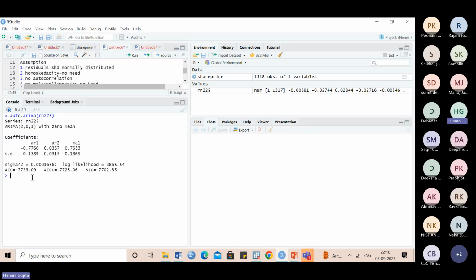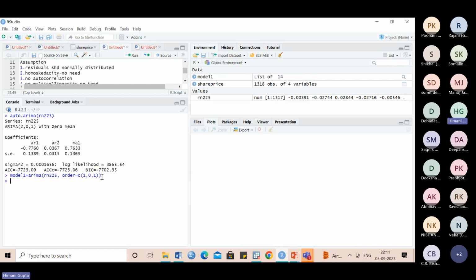Let's create another model. I am now creating model 1. Model 1 is equal to Arima, and I am saying work on RN225. This is how we are going to create the model, and I am giving the order. Order equals c. Instead of 201, let us give 101. But do remember, in the integrated part, it will be 0 only. Don't change this 0, because RN225 is integrated at 1.